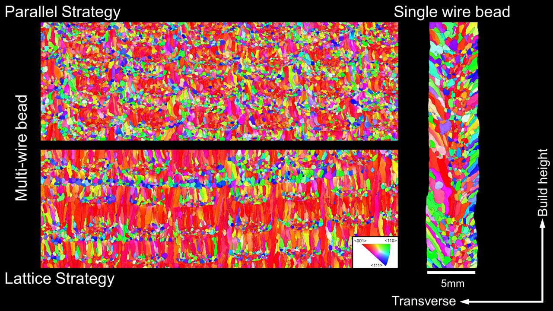Here are the Ti64 electron backscatter diffraction orientation maps we collected showing the beta grain distribution after reconstruction from the alpha phase in the three components. The two multi-track components are not completely refined. They have bimodal beta grain structures consisting of areas of refined equiaxed grains and regions of partially columnar grains. In the component where the wire track deposition direction was rotated 90 degrees every layer, the columnar sections appear larger.